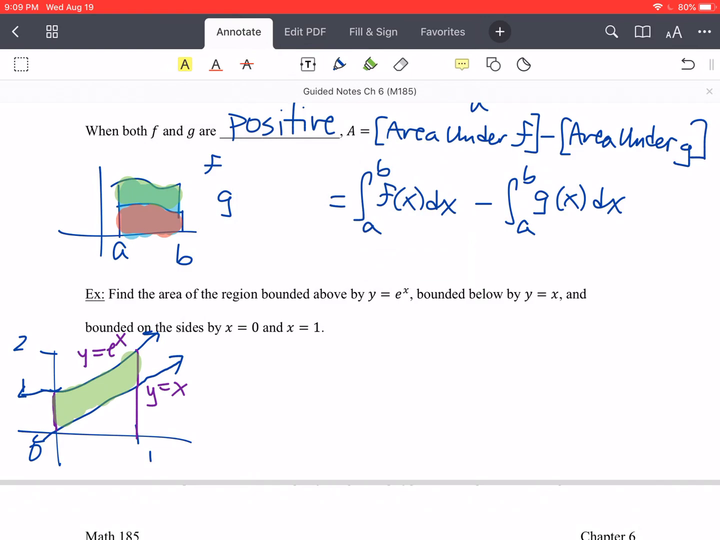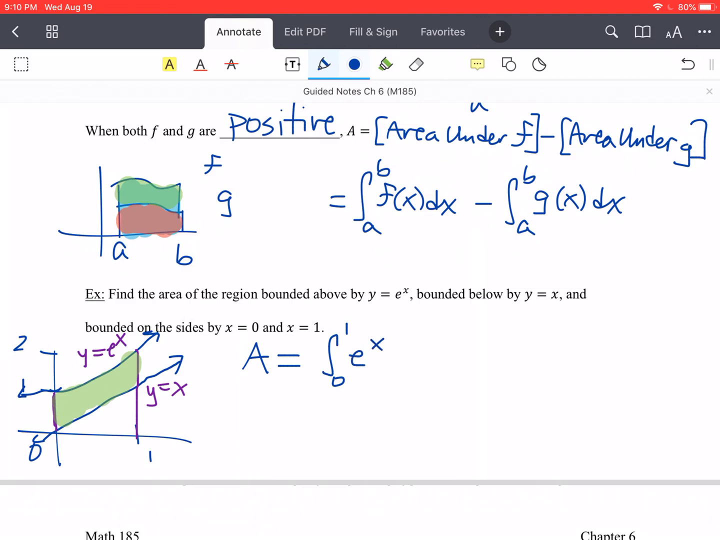So to compute the area of this region, we just need the integral from a to b, so that's going to be from 0 to 1 of top function minus bottom function, right? So e to the x minus x dx. Alright.